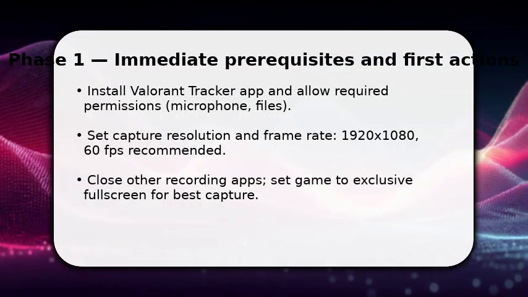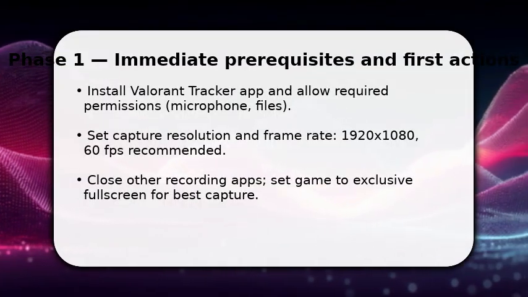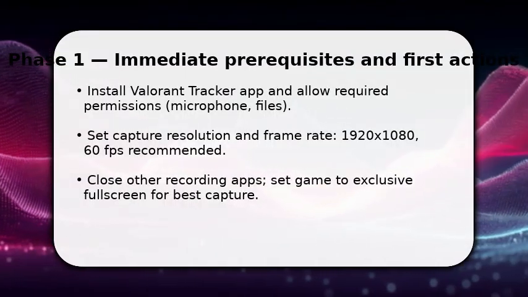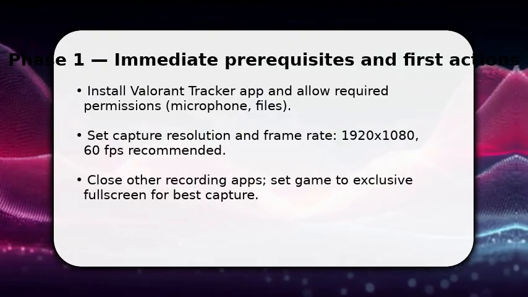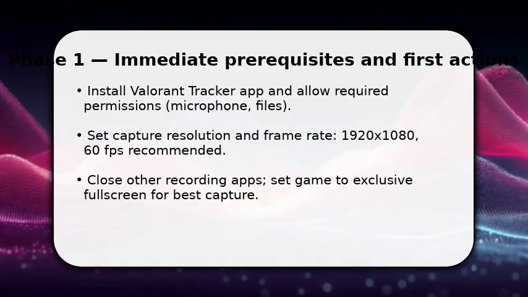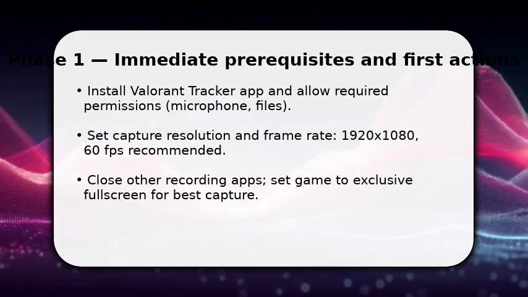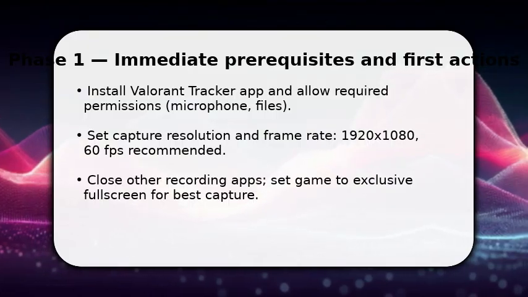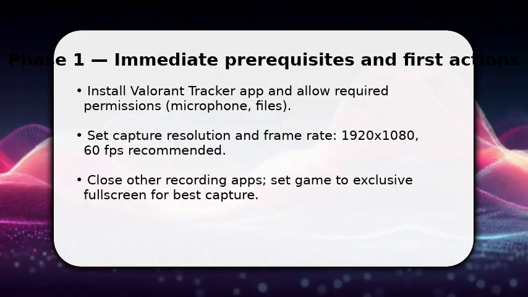You start by preparing the tracker now. Open the Valorant tracker and grant microphone and file permissions so input is captured. Next, set resolution and frame rate to 1920x1080 at 60 FPS for smooth, clear footage, and choose your audio device so voice is recorded.